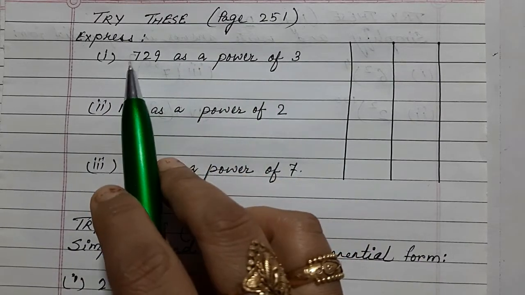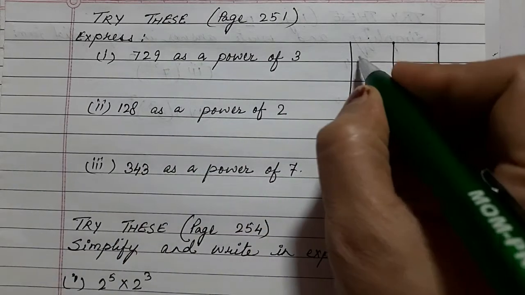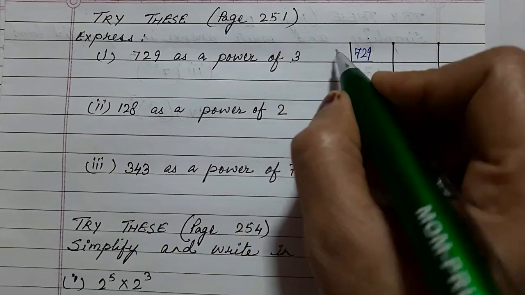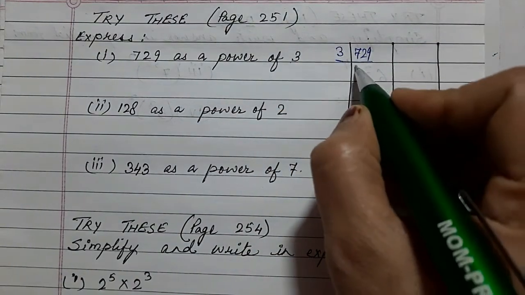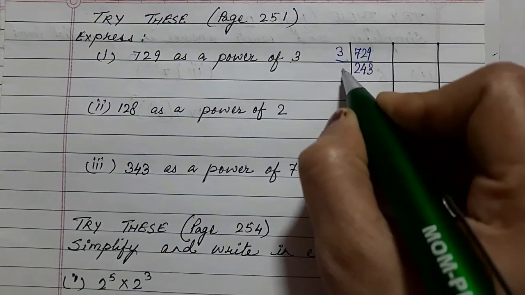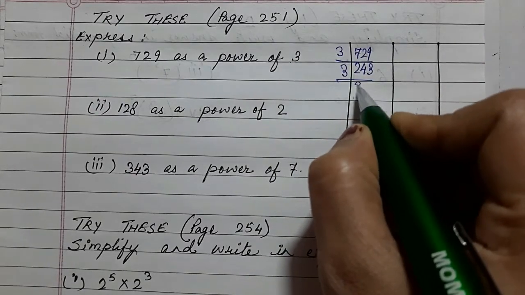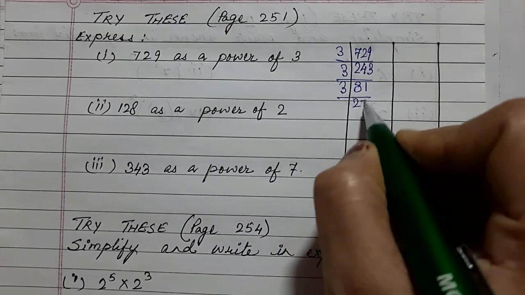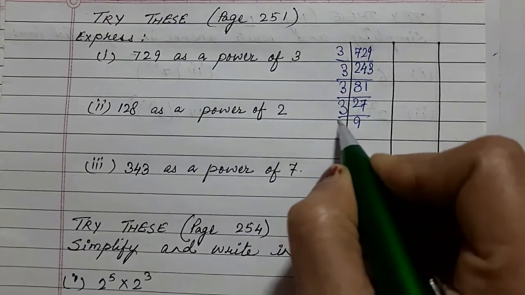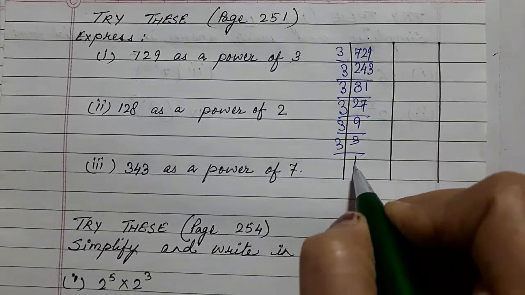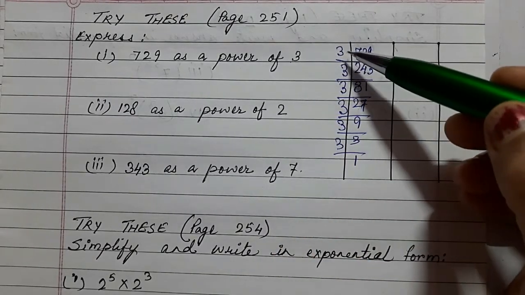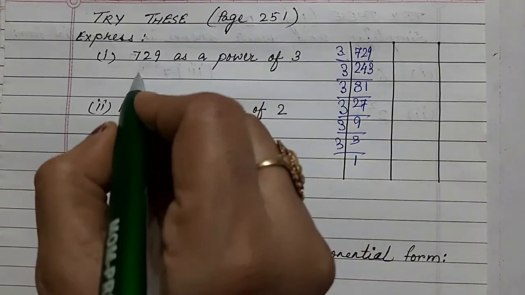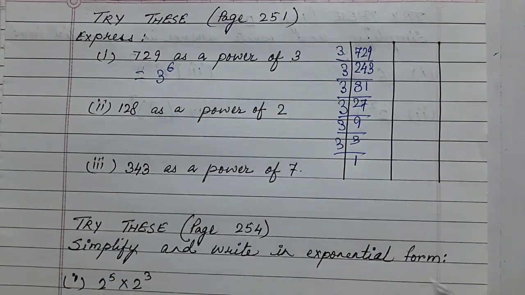So let us find out the factors of 729. We have to find it as a power of 3. So divide by 3. 3 2s are 6, 3 4s are 12, 3 3s are 9, 3 8s are 24, 3 1s are 3, 3 27 times, 3 9 times, 3 3 times and 3 1 times. So if you see how many times 3 is multiplied, 1 2 3 4 5 6. So it is 3 to the power 6.